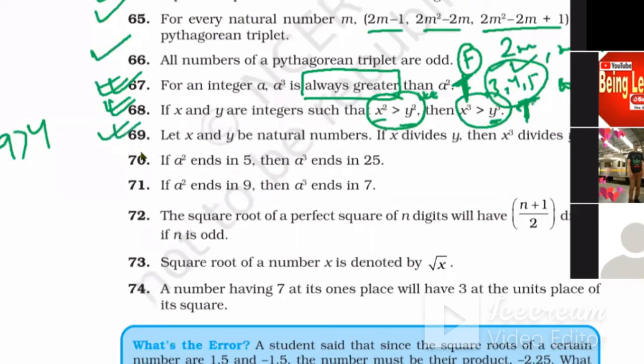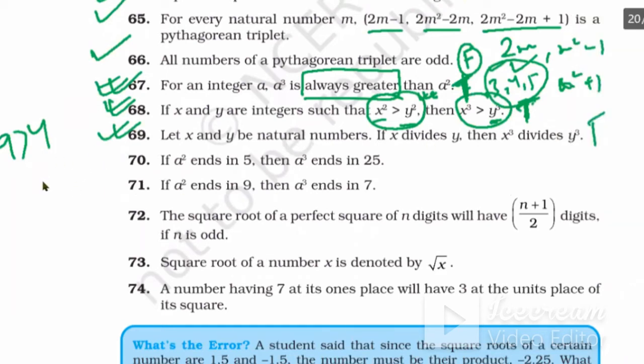Now 69. Let x and y be natural numbers. If x divides y, then x cube divides y cube. Sir, true. Can you explain why? Sir, we take x as 2 and y as 4. Then 4 into 4 into 4 divided by 2 into 2 into 2, so this all will cancel. So x cube divides y cube. If x divides y, then x cube divides y cube, and x square divides y square also.